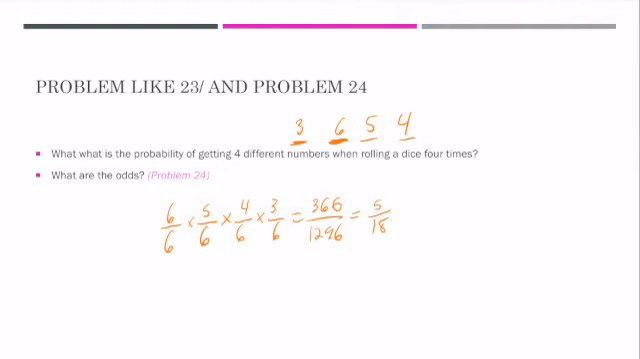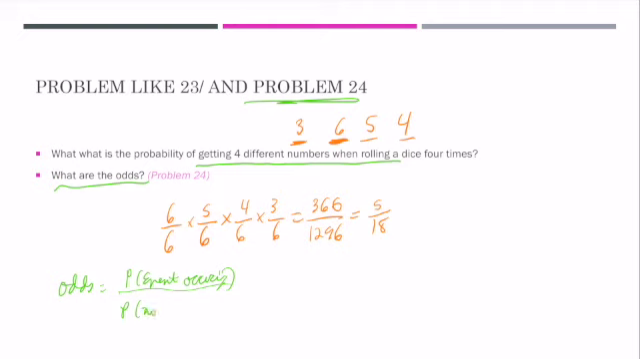Question 24 asks us, what are the odds of getting 4 different numbers when rolling a die 4 times? So the first thing you have to do in calculating the odds is you have to calculate the probability. And what odds are is the probability of your event occurring over the probability of your event not occurring. So we just calculated the probability of my event occurring, which is 5/18.